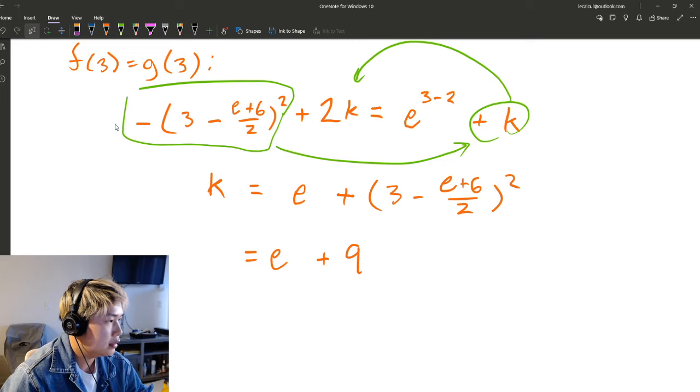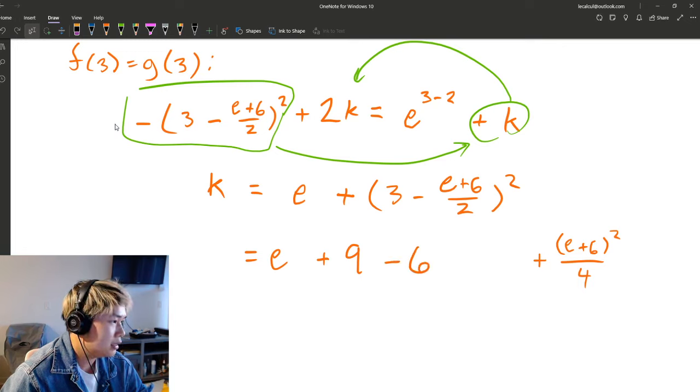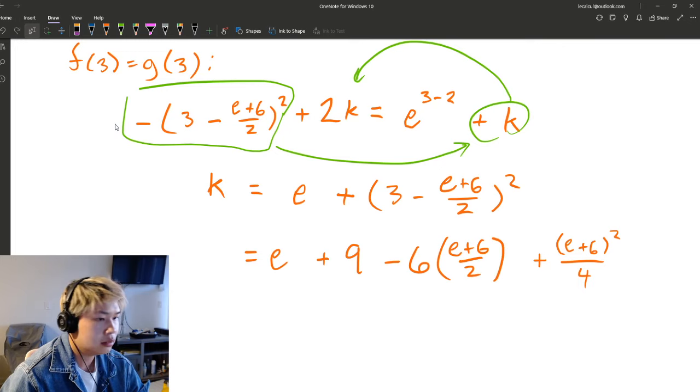And then I don't want to think about the middle term. The last term is going to be, oh my god, why would they do this? Okay, E plus 6 squared over 4. And the middle term is going to be minus 6 times E plus 6 over 2.